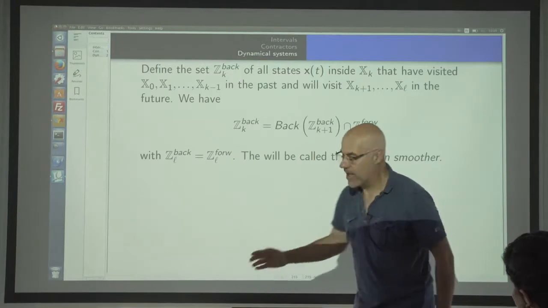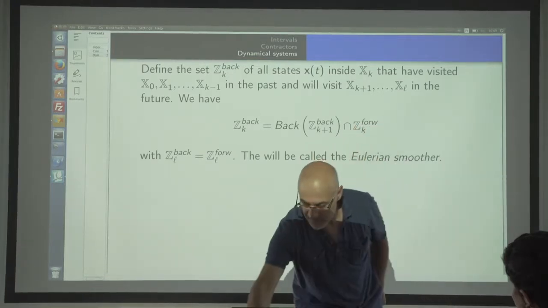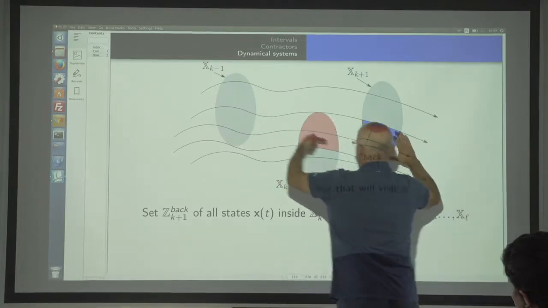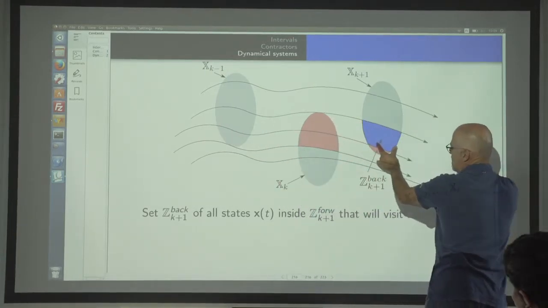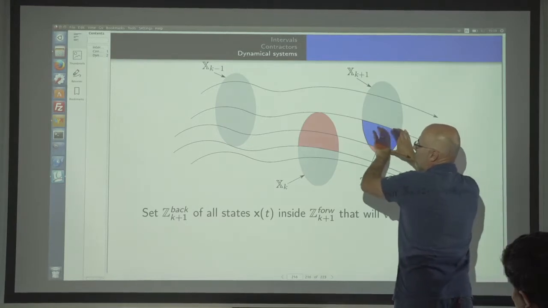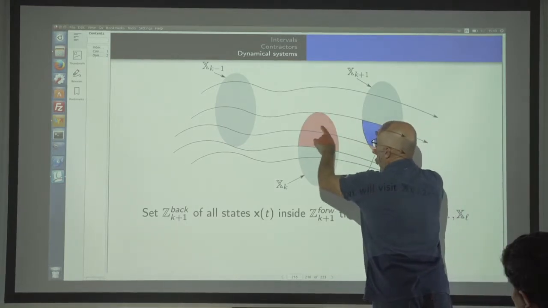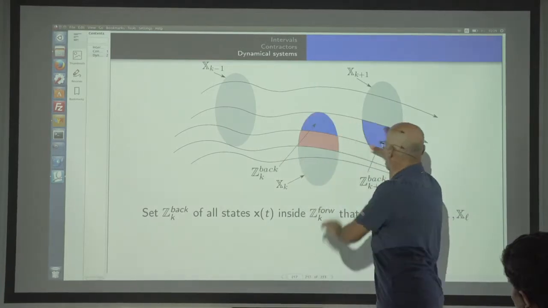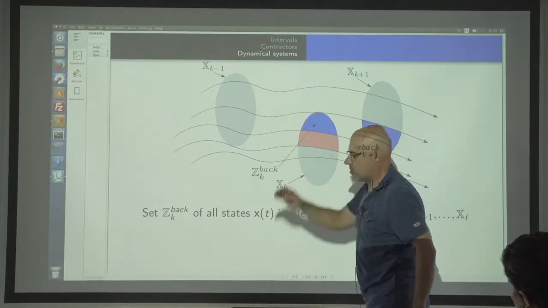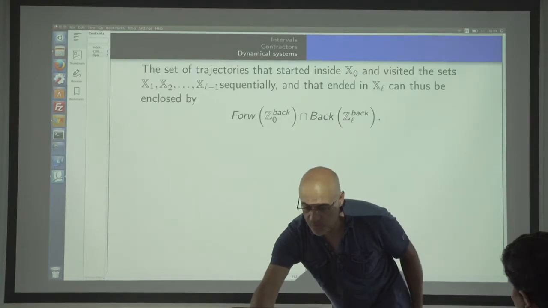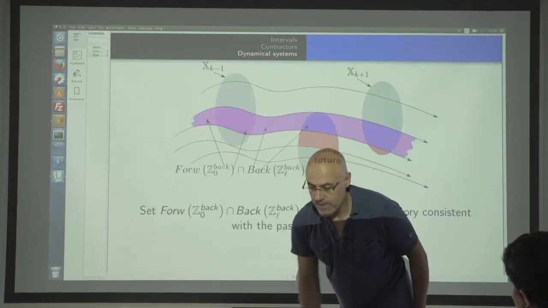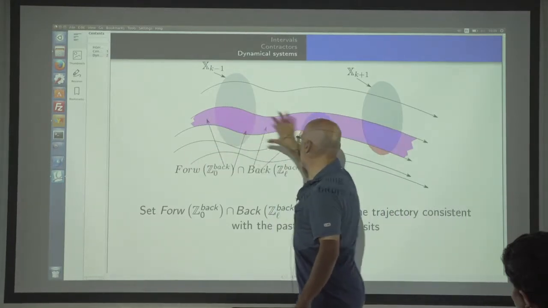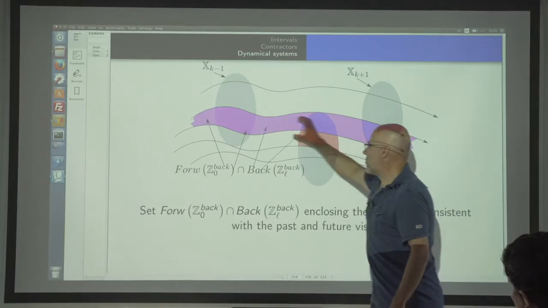And now the smoother, I come back in time. So assume that here I am consistent with all points in the past, but also all sets in the future. Then I compute the backward reach set, and I intersect with this one. Backward, I intersect, and so on. And I am able to obtain what I call a smoother. And at the end, I have the set of all paths that visited all sets in the right order.